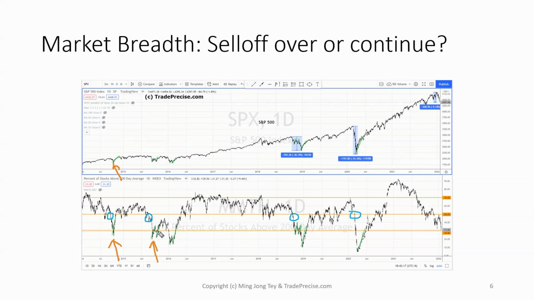Whenever it went into the oversold, below the 30% level, it coincided with the market bottom. So when it turns, this is a rally, another rally, another rally. That pretty much coincides with the market bottom, at least in 2015, and also in the COVID sell-off. This is so extreme, you can see that it's just below 10. So there's less than 10% of the stocks above the 200-day moving average at the bottom.